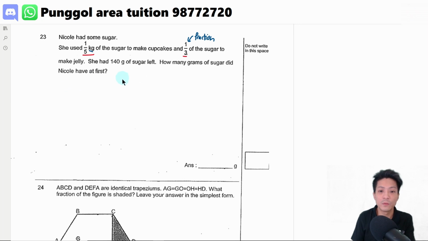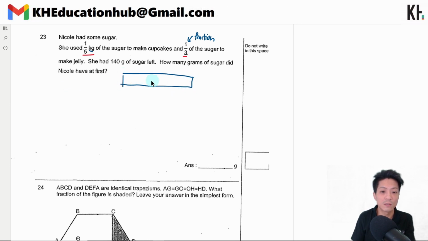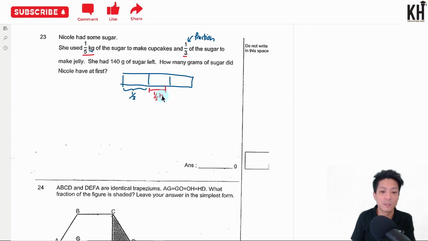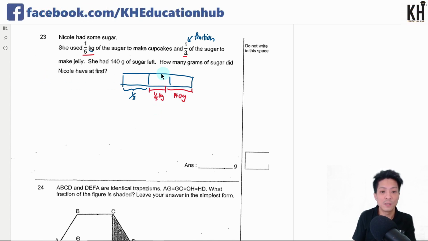So if you were to draw a simple model, you can cut it into 3 parts. Okay, this is 1/3. Okay, but the 1/5 kg, I'm not sure how big or how small. I'm just gonna draw a random one, maybe 1/5 kg, and then the rest here will be the 140 grams. Okay, but we can see that this is 2 units.